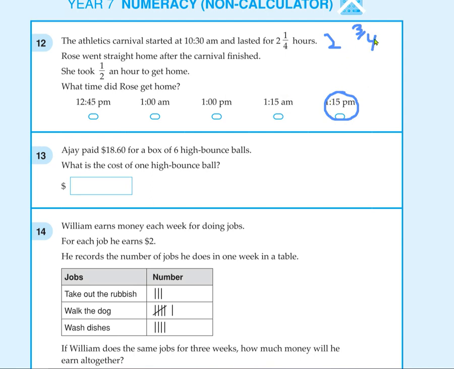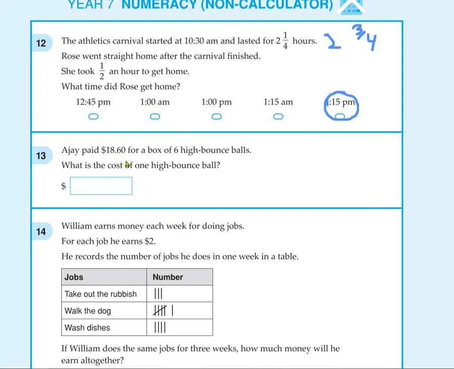With what I've got here, you could have done the same thing. 2¾ plus your 10:30. 2 hours onto 10:30 will give me 12:30 PM plus 45 minutes, because that's what 3/4 is. 12:30 plus 45 minutes will get me 1:15 PM.